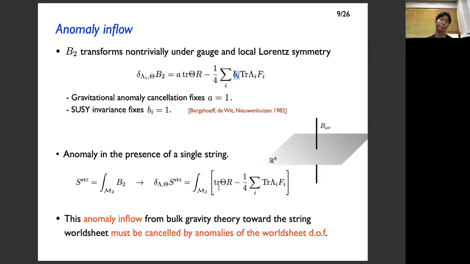Sorry, R is the curvature of the worldsheet? No, the curvature in the target space-time. Target space-time, F? Yeah, F is the field strength for the gauge symmetry, okay. Bulk gauge symmetry. Okay, thanks. And theta and lambda are the transformation parameters. Okay, so R is the curvature of this bulk space-time. So you just pull back on the worldsheet here. Sorry? So the integral over M2 is the worldsheet, right? Yeah. Okay, right. Okay, thanks. Yeah, this is a curvature.